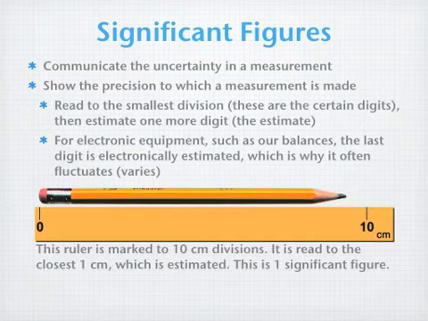So let's take a look at what I mean by looking at this ruler measuring the length of a pencil. This first ruler is marked to 10 centimeter divisions, which means it reads to 10 centimeters. Because of that, we have to estimate to the ones place, that last significant figure. If we drop a line here, we know that the pencil is between 0 and 10 centimeters. That's the best that we can say for certain.